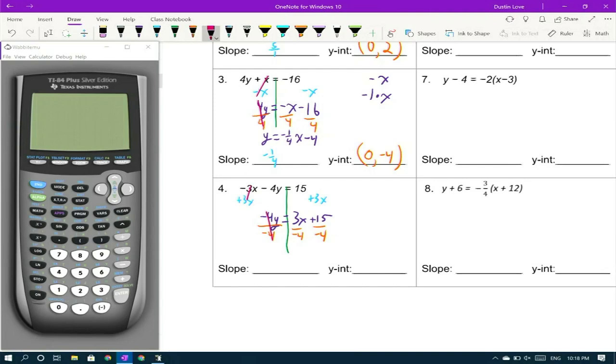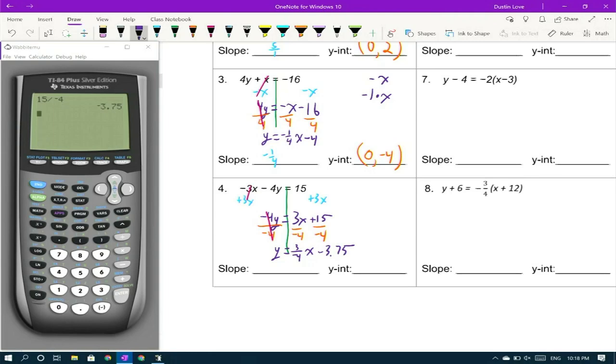Those two go away, leaving me with y equals 3 over negative 4x. Now, 15 divided by negative 4 is negative 3.75. And you might be saying, Mr. Love, why in the world are we putting a decimal here, whereas we've been putting fractions everywhere else? Well, again, you'll see that when we start graphing things in the next few days.